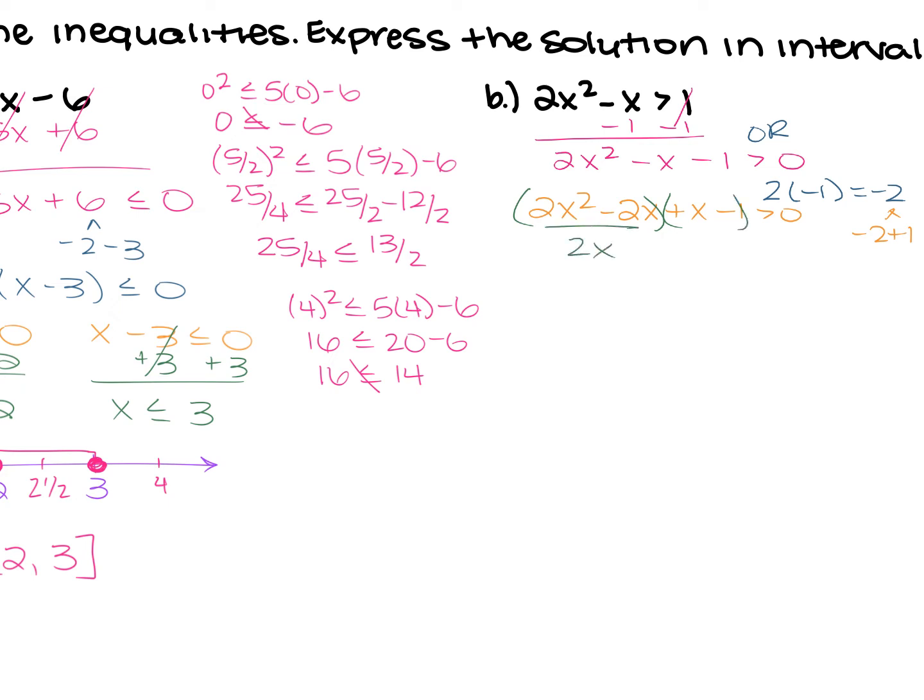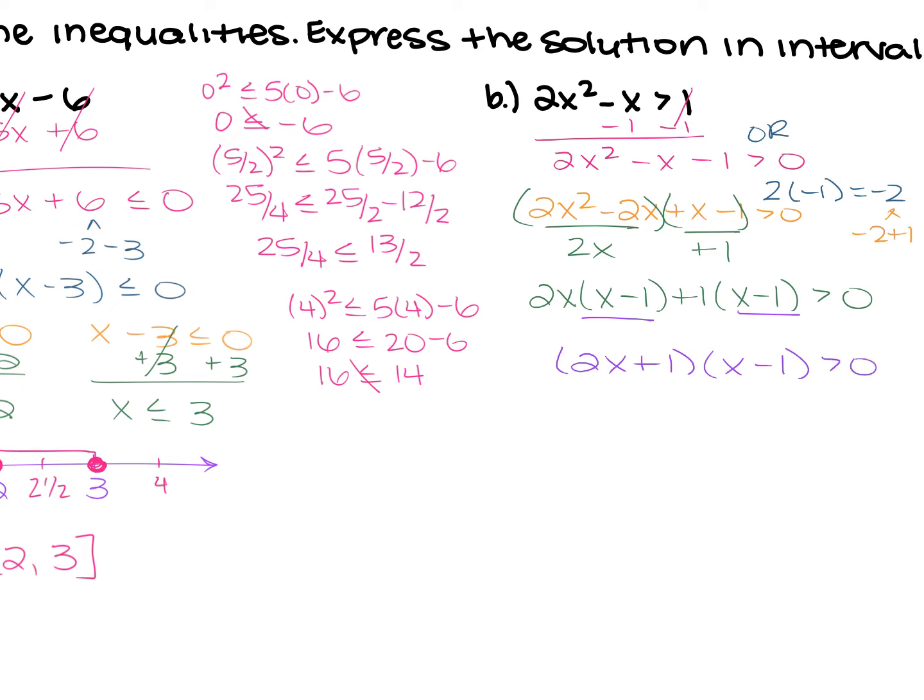First, we factor out a 2x. Second, we factor out a 1. So that's going to give us 2x times x minus 1 plus 1 times x minus 1 is greater than 0. Your two parentheses are identical, so that's going to give us 2x plus 1 times x minus 1 is greater than 0. We set both of these greater than 0 and we solve them.